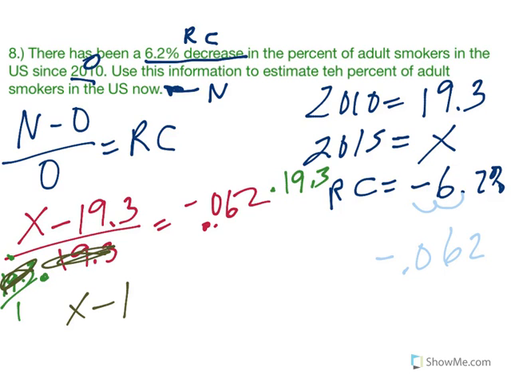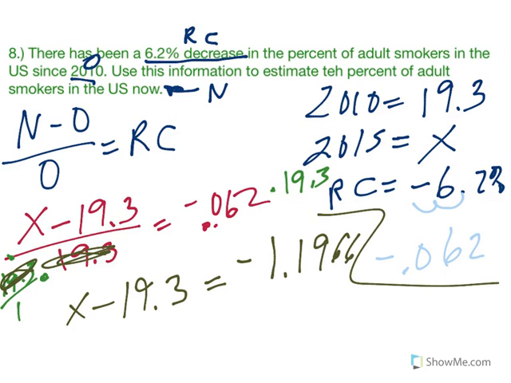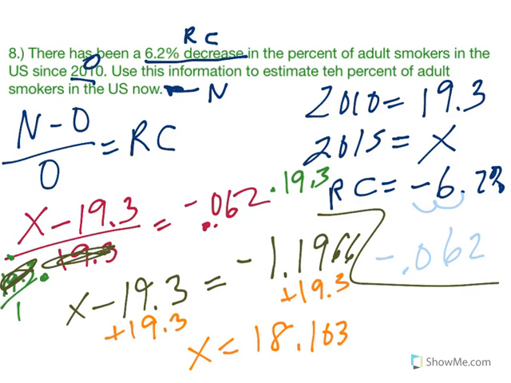out, and I'm left with x minus 19.3 equals, when I multiply on that side, I get negative 1.1966. And then to finish out the problem, I add 19.3 to both sides, and I come up with 18.1034, and that's percentage points.